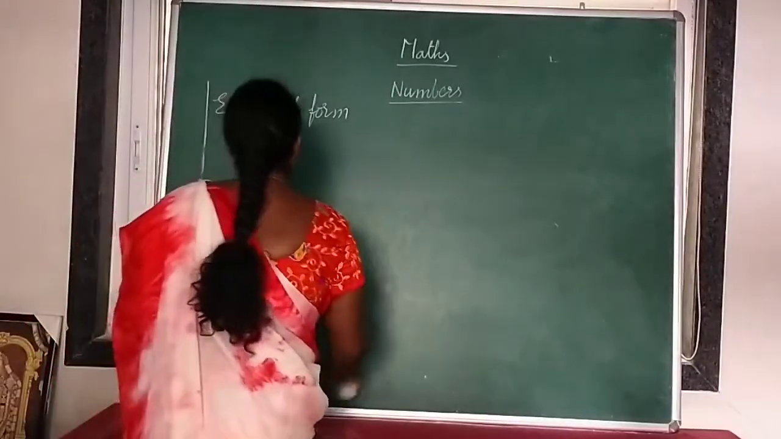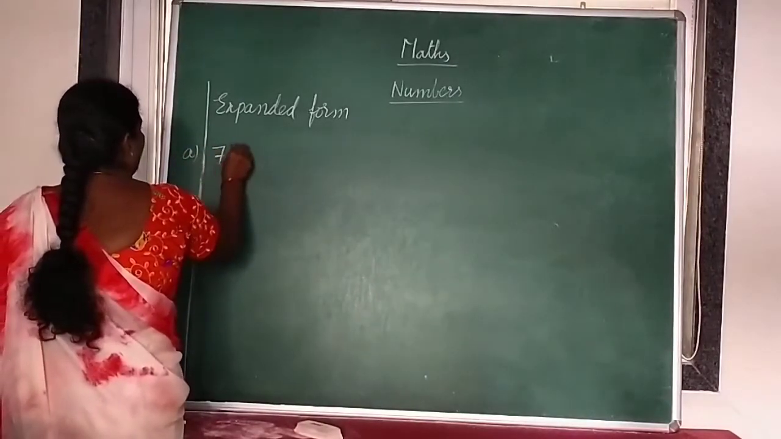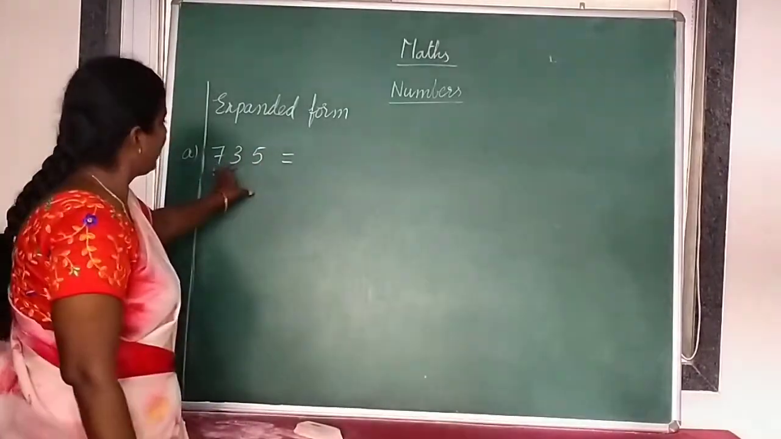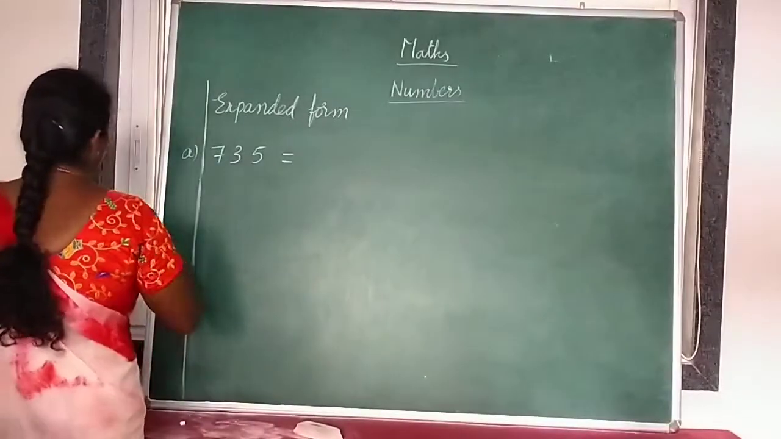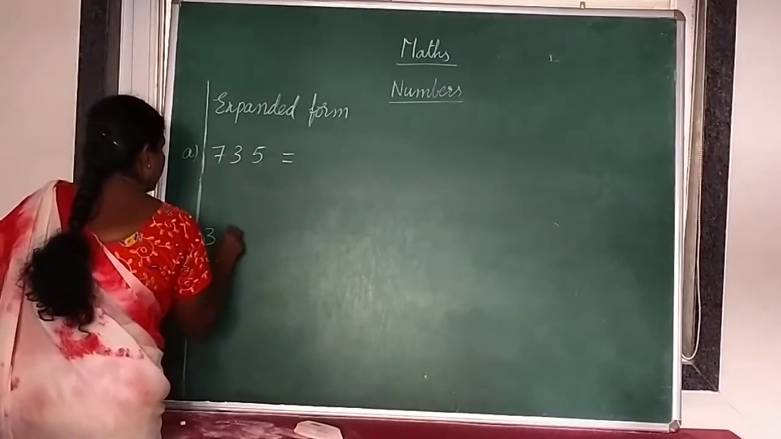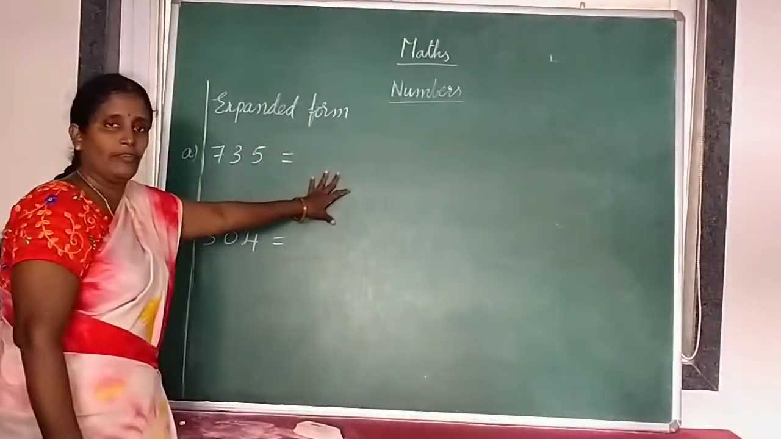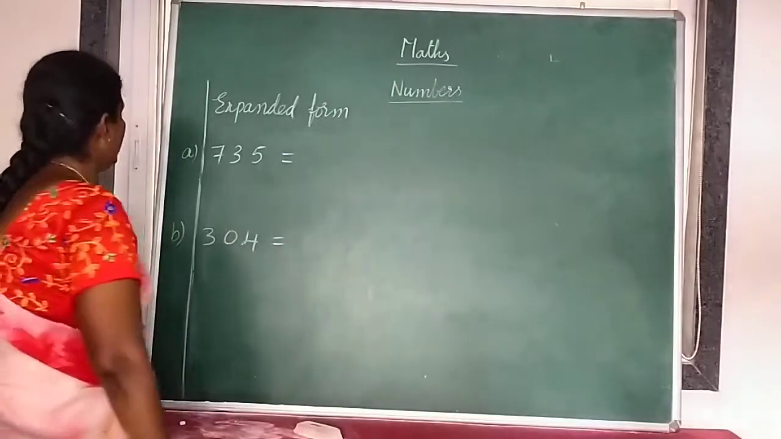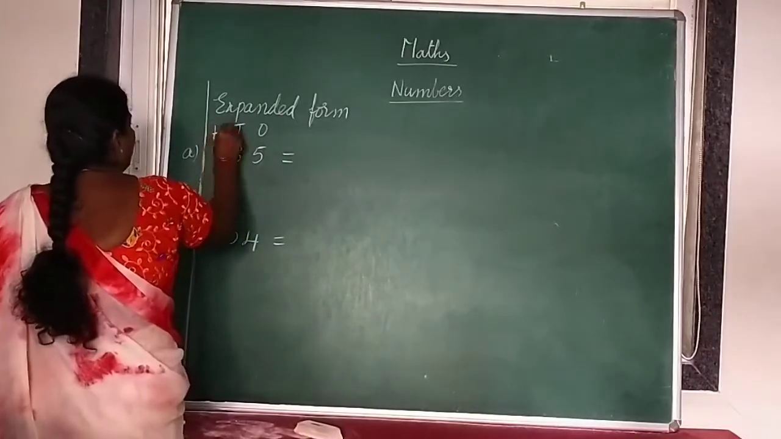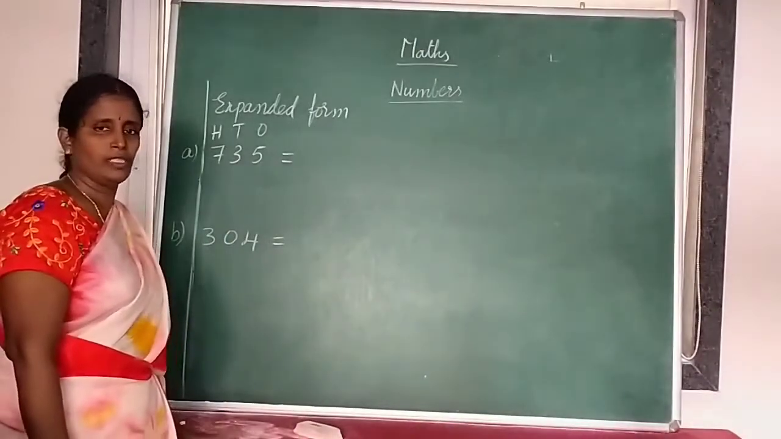Next, I will give 2 more questions. Try it fast. Write expanded form in 2 ways. Next, 304. So write the place values and expanded form in 2 ways. Okay, so do it fast. Place values are ones, tens, hundreds. Take out your books and do it fast.